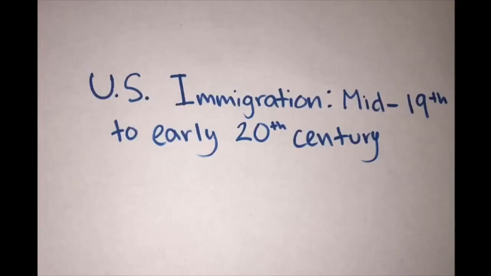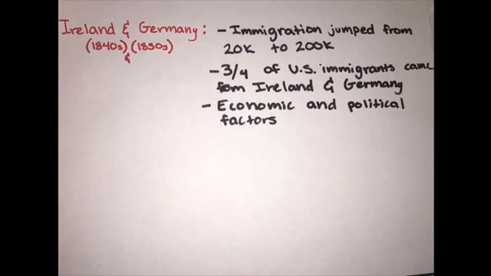Next part is U.S. immigration, mid-19th to early 20th century. The U.S. in the 19th century offered economic opportunities for Europeans, which caused an increase of 32 million migrants to the U.S. Ireland and Germany, 1840s and 1850s. Immigration jumped from 20,000 to 200,000 in the U.S. Three-fourths of U.S. immigrants came from Ireland and Germany. Economic and political factors affected the immigration pattern.